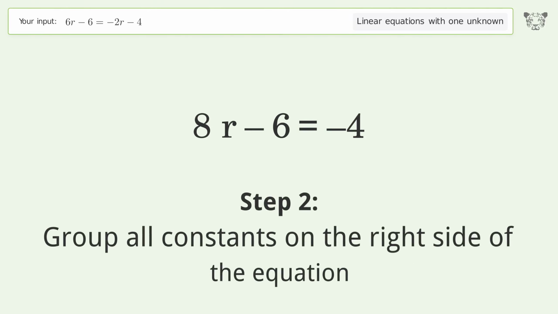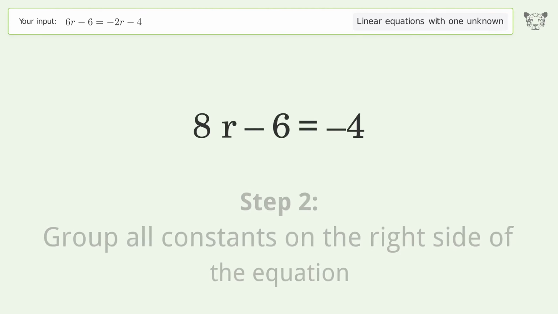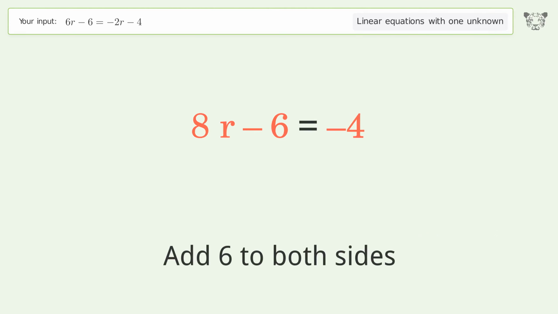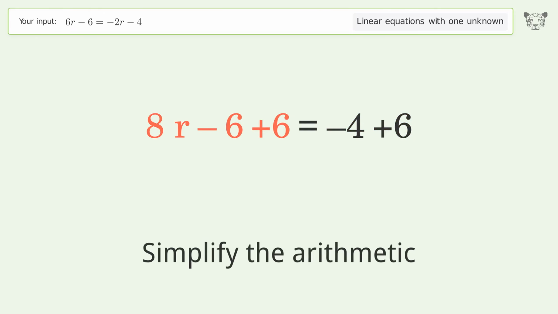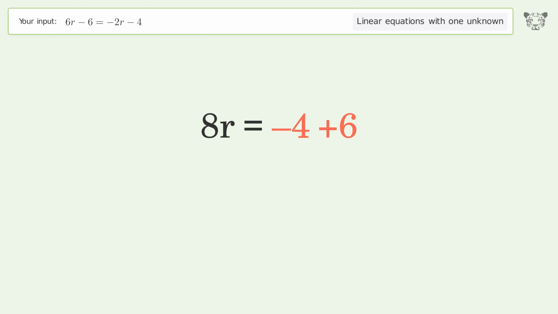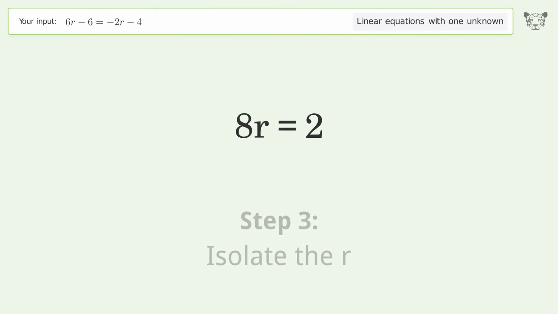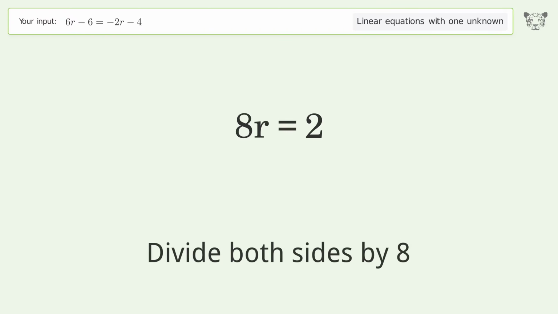Group all constants on the right side of the equation. Add 6 to both sides. Simplify the arithmetic. Isolate the r. Divide both sides by 8.